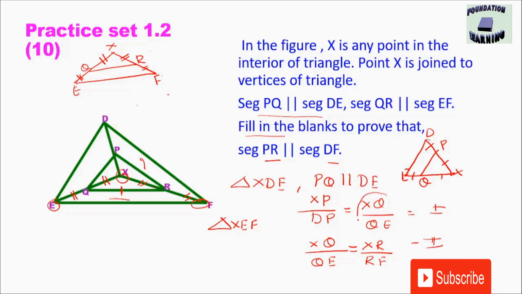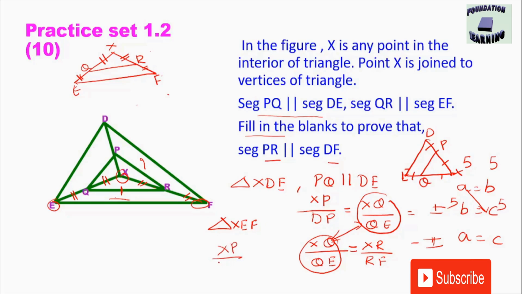Now, what do you find similarity between the first and the second? XQ is to QE in both. Both are same. So, we have learned A equal to B and B equal to C. Then, what will be equal to C? A will be equal to C, right? Suppose I have a number A, its value is 5 and value of B will also be 5 because they are equal. Now, when B is 5, C will also be 5. Naturally, A will be equal to C. So, these two sides are the same. Therefore, XP is to DP will be equal to XR is to RF.